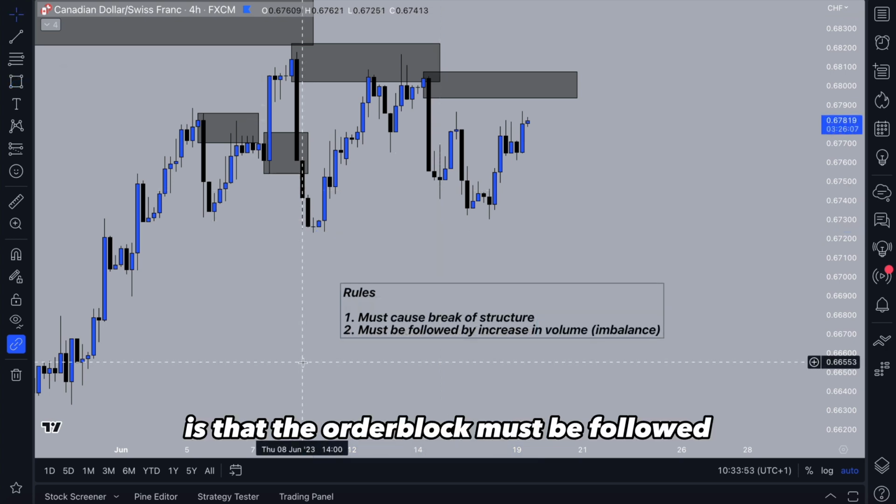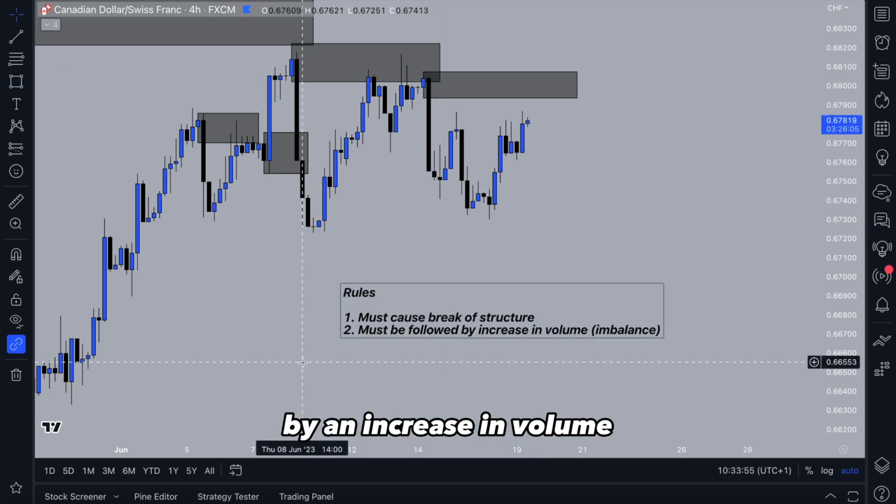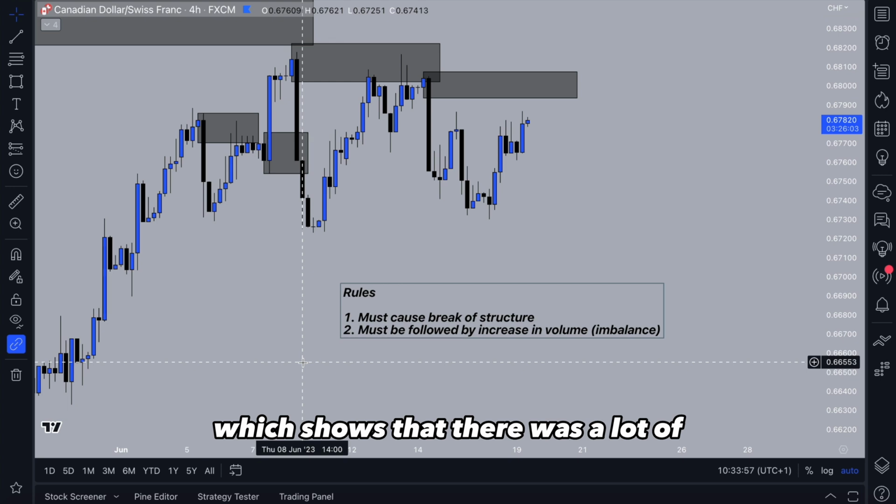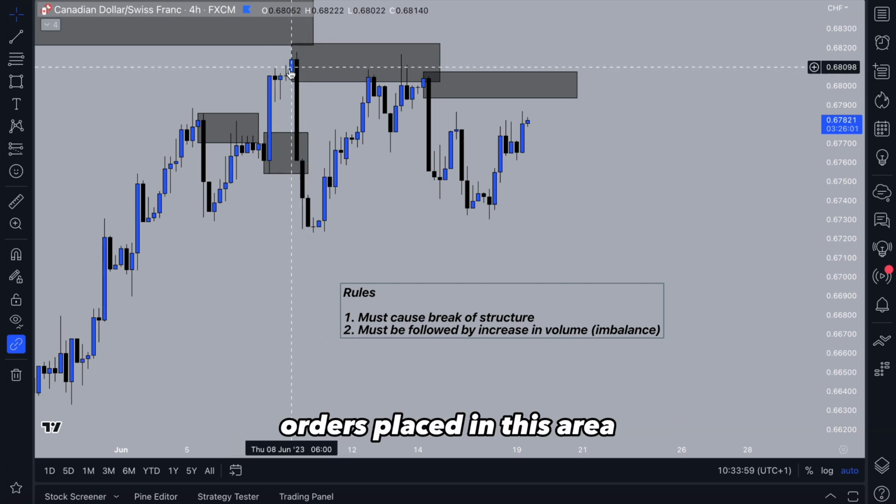The second rule then is that the order block must be followed by an increase in volume, which shows that there was a lot of orders placed in this area.